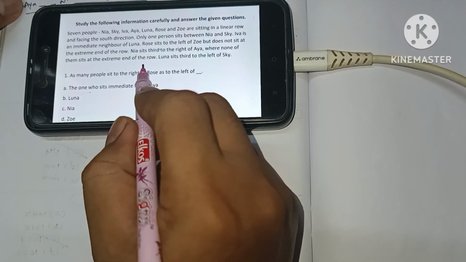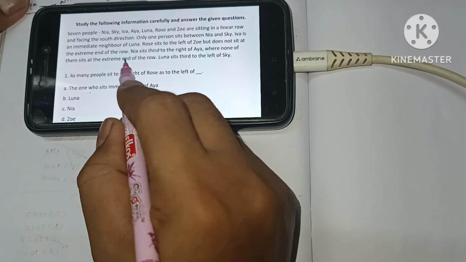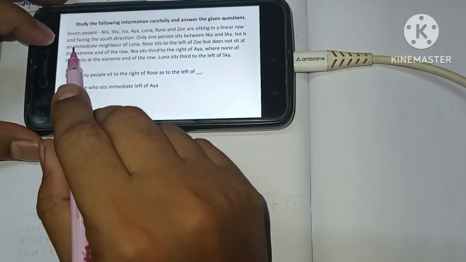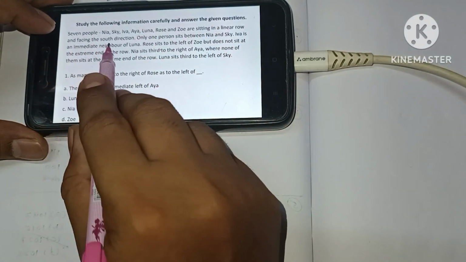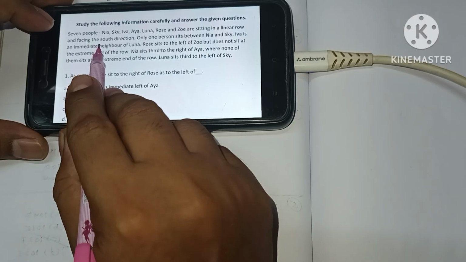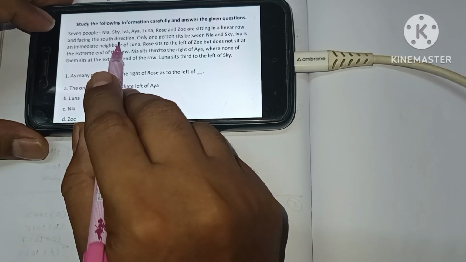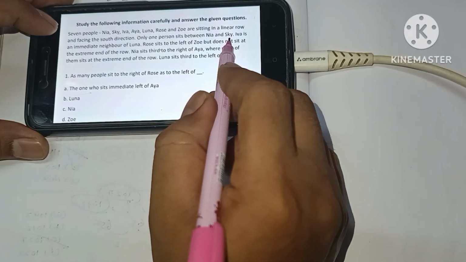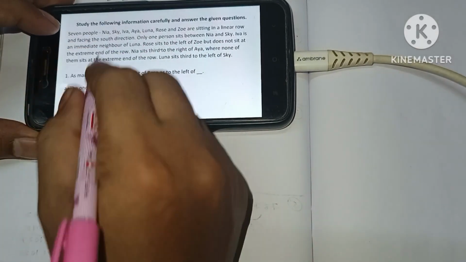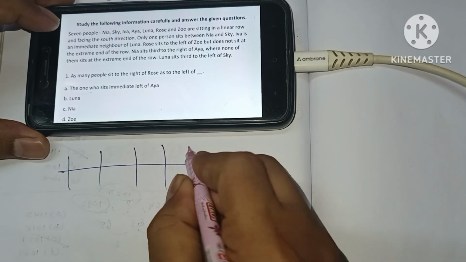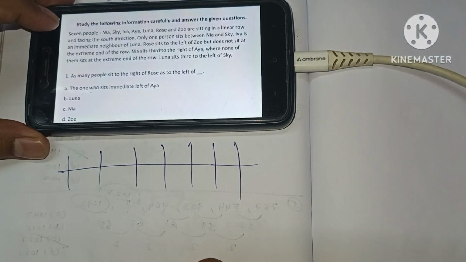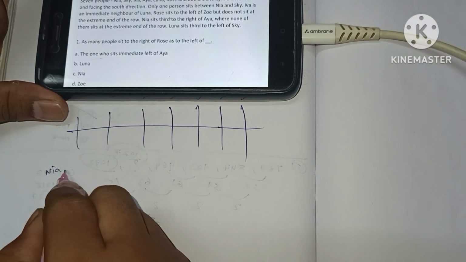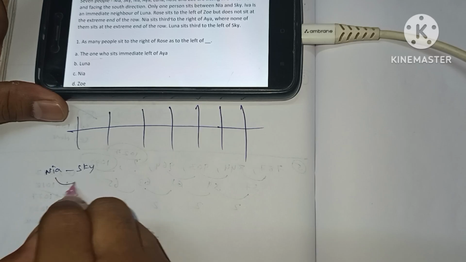Now we are going to solve a previous year RRB clerk reasoning puzzle. First we'll check the question. 7 people are sitting in a linear row facing south. Even though they face south or north, we'll take the direction as north only. Only one person sits between Nia and Sky. So 7 persons means 1, 2, 3, 4, 5, 6 and 7. One person sits between Nia and Sky, so Nia and Sky have only one person between them.